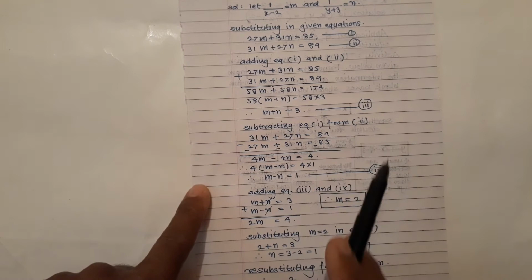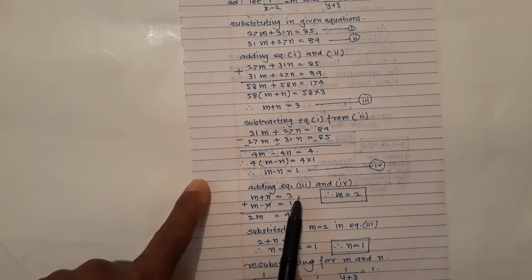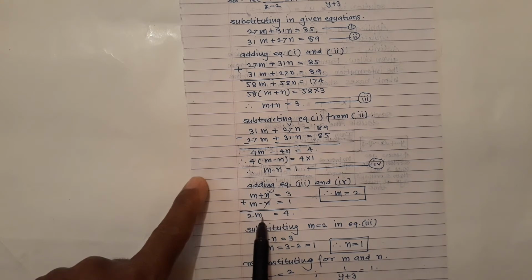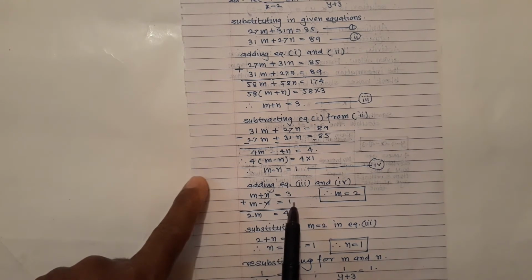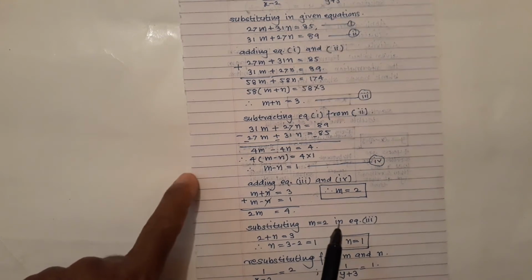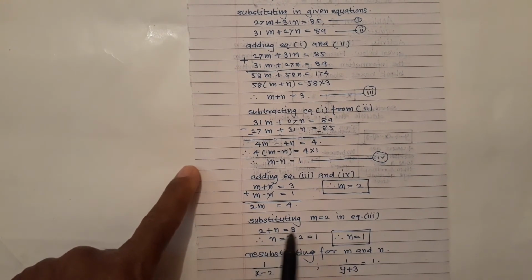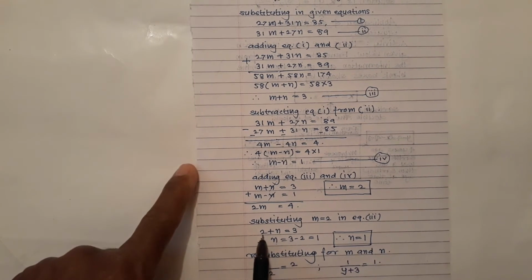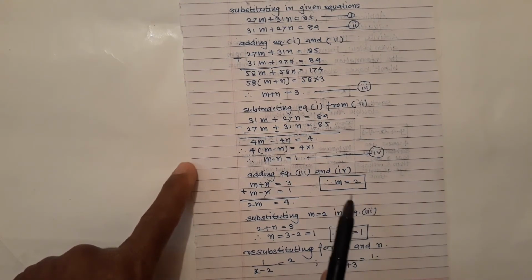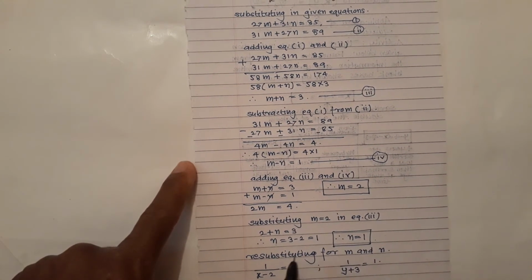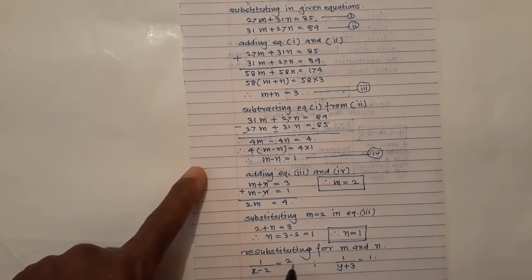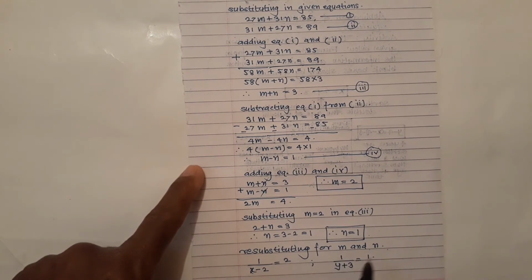Then adding equation number 3 and 4, m plus n is equal to 3 plus m minus n is equal to 1. n gets cancelled, m plus m is equal to 2m is equal to 3 plus 1 is equal to 4, and therefore m is equal to 2. Substituting m is equal to 2 in equation number 3, 2 plus n is equal to 3, therefore n is equal to 3 minus 2, which gives 1. Now these are the values of m and n, so you resubstitute for m and n. Resubstituting, 1 upon x minus 2 is equal to 2 and 1 upon y plus 3 is equal to 1.